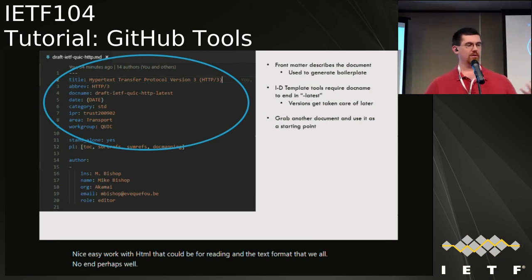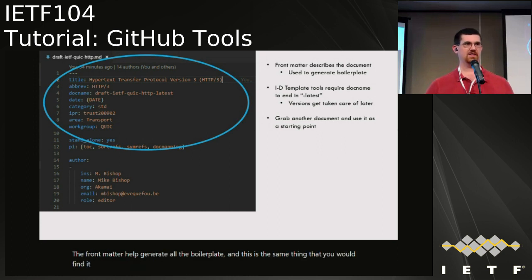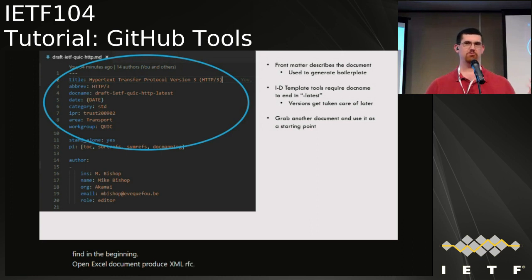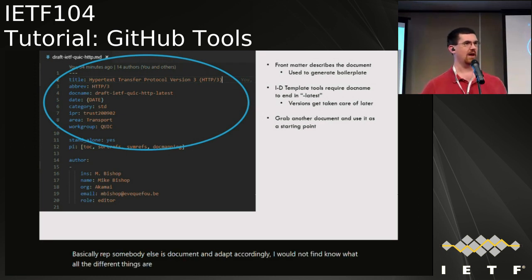The front matter helps generate all the boilerplate, and this is the same thing that you would find at the beginning of an XML document, to produce XML to RFC. Basically, grab somebody else's document and adapt accordingly. I would not try and know what all the different things are that you have to put up here to have a beginning document.